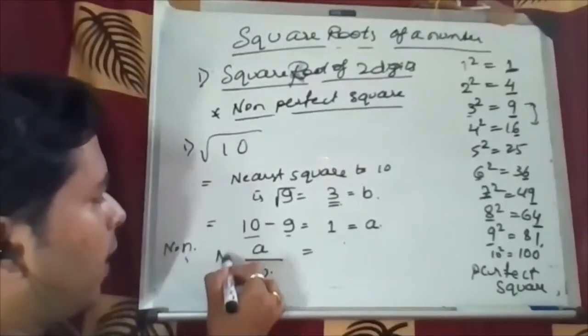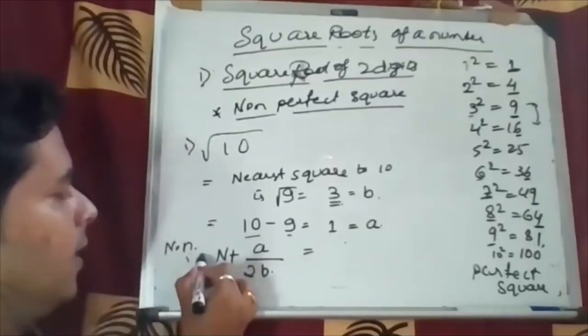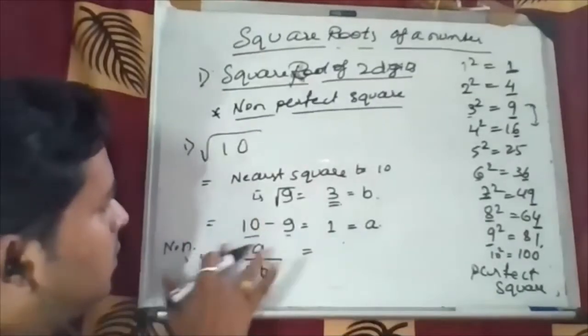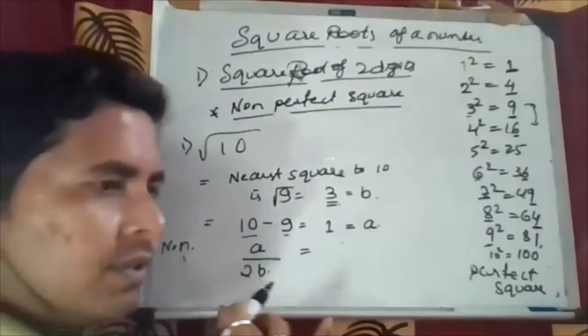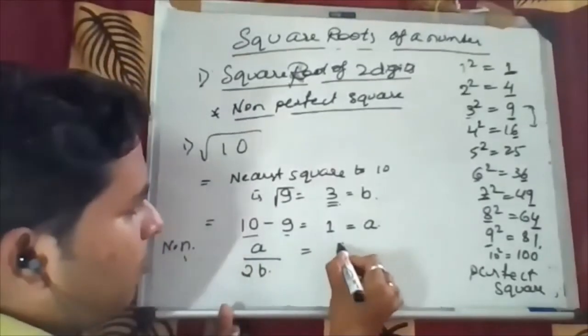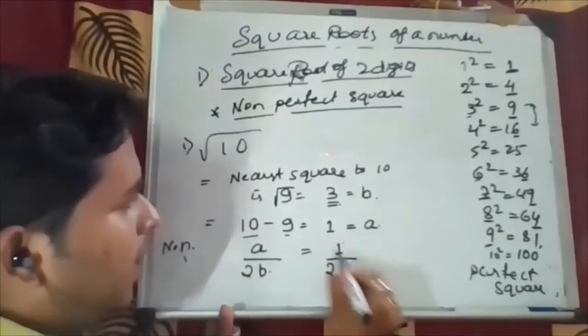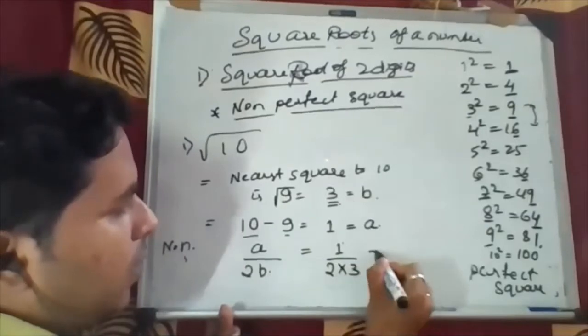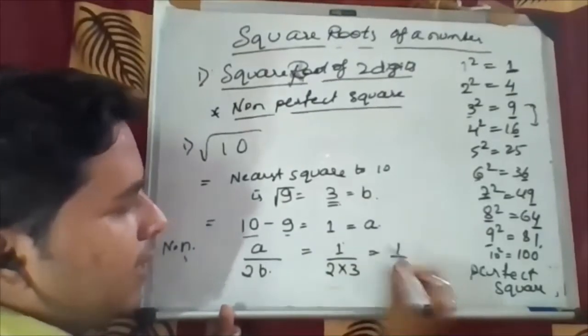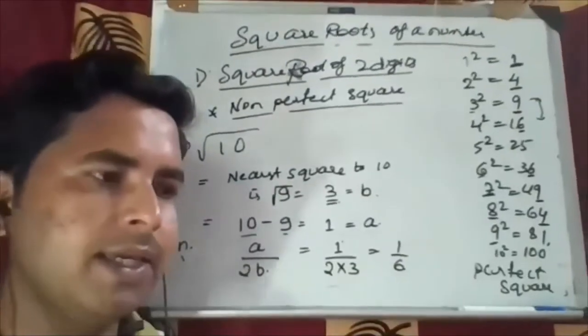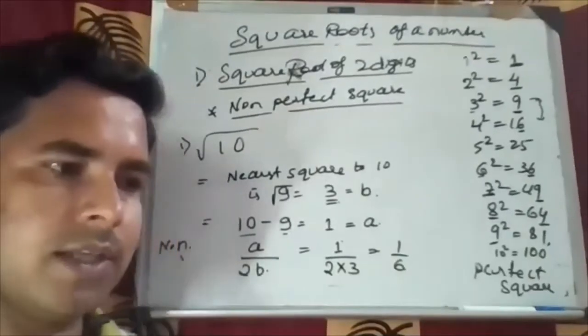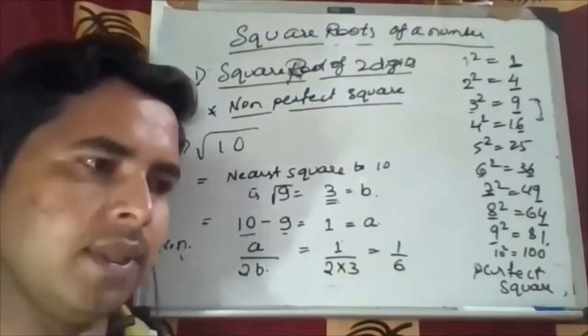Here you have to add first N. So what is the A here? 1. And what is the B here? 3. So here this will be 1 by 6. So what is the answer of 1 by 6?